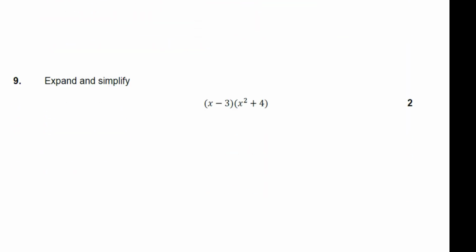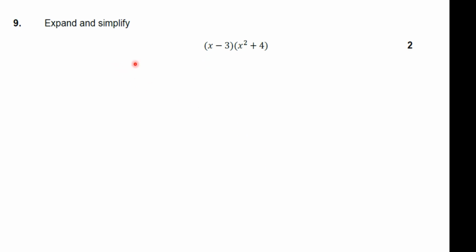Okay, question 9. We want to expand and simplify these two brackets. So just multiply them out as you normally would do. So x times x squared, x times plus 4, minus 3 times x squared, minus 3 times plus 4 gives you that. Now, you tidy it up.